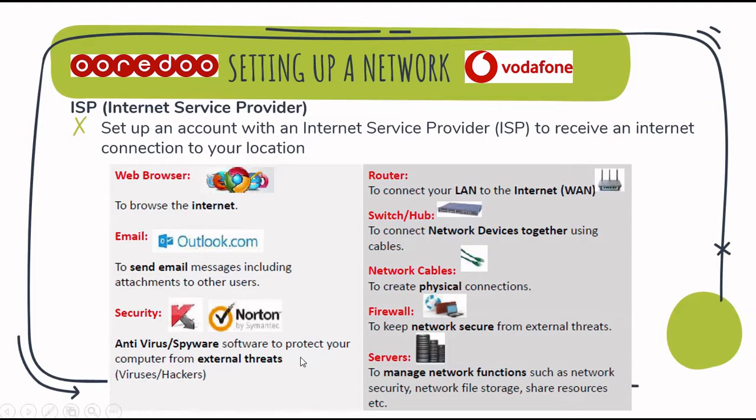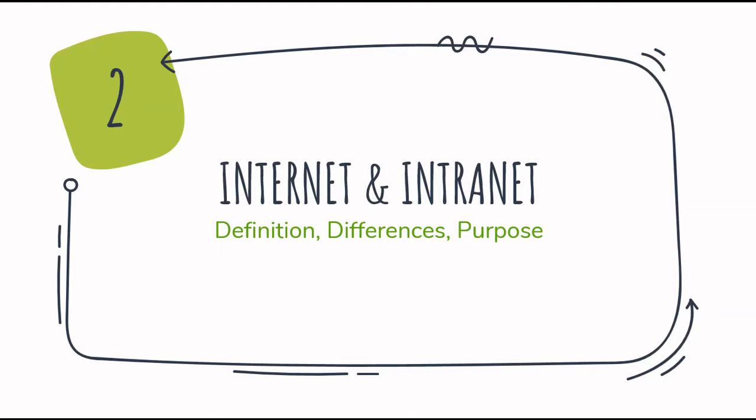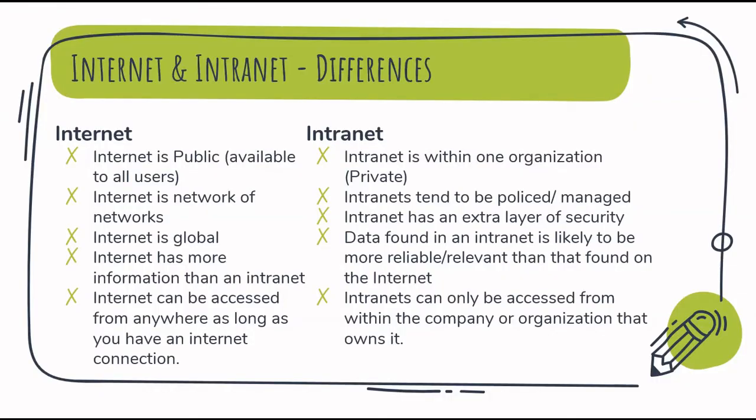Now that we've set up a small network, let's try to understand what is internet, what is intranet, what is its definition, what are the differences between them, and what is the purpose of each of them. The internet is publicly available to all users, whereas intranet is a private network within one organization alone. The internet is the network of all the networks in the world, whereas intranet is generally tending to be policed or managed by a single organization.